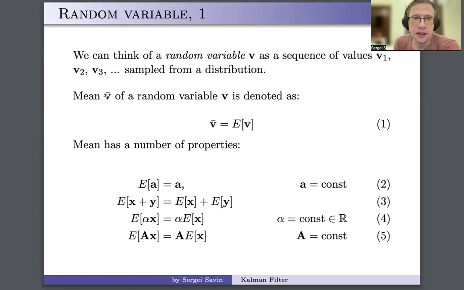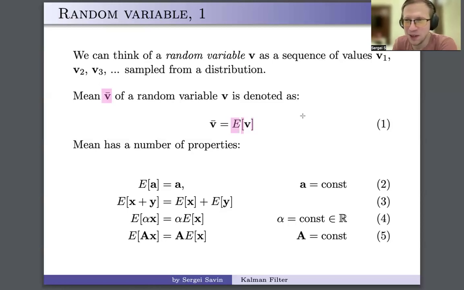Now, a mean of a random variable, we would denote it with a bar. I will put a bar on top of a variable to indicate that it is a mean. We denote it as E square brackets of the variable name, right? So E square brackets, that's going to define a mean operation. What is a mean?